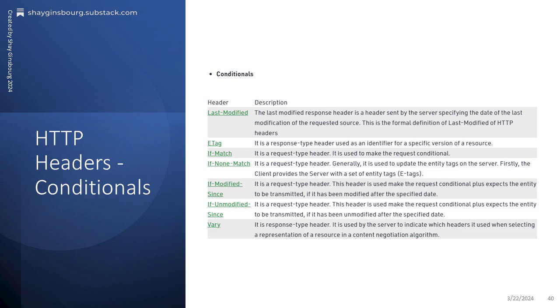Strong validation guarantees byte-to-byte identity between the resource and the version being compared. Used for critical scenarios like resuming downloads. Weak validation allows minor differences, e.g., ads, footers, and focuses on content equivalence. Used for performance optimization. Cache validation helps validate cached.